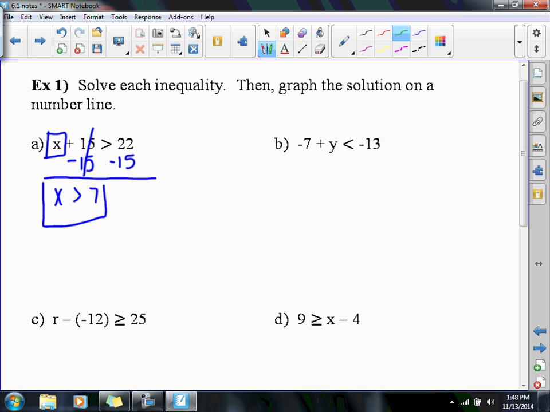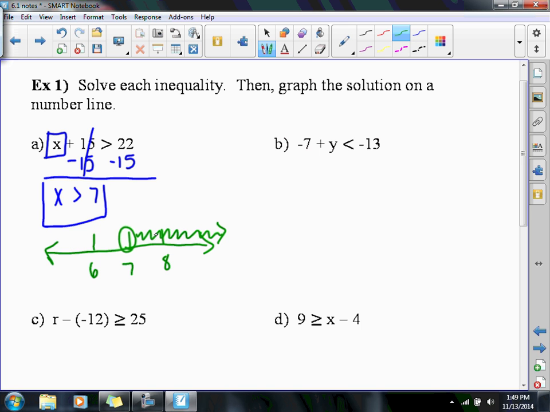Then I have to graph that on a number line. You don't have to draw a whole number line. We just need the answer and then one number to the right and one number to the left. Now, this was a greater than. There was no equal to. So I'm just going to mark the 7 with an open circle. Then I want to shade on the number line everything that's greater than 7. Everything that's greater than 7 goes to the right. So that's how you show your solution on a number line.